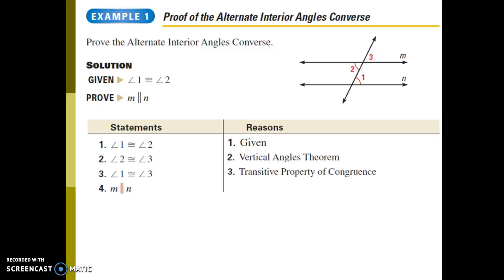And lastly, if angle 1 is congruent to angle 3, using what we just learned, angle 1 and angle 3 are corresponding angles. So this would be the corresponding angle converse.